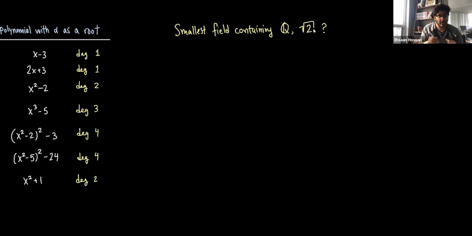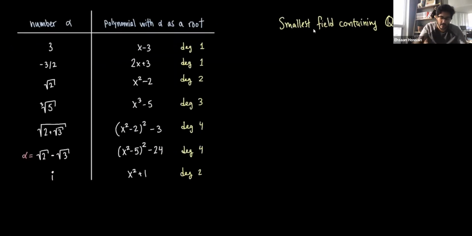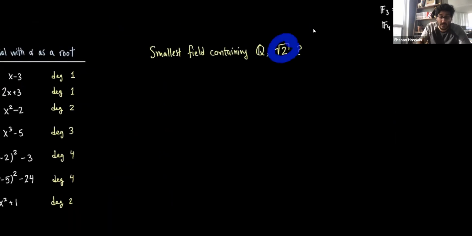R has other numbers in it, like root 3 and cube root of 5 and all of these. The real numbers have all of these numbers in it. But there's a smaller field that contains Q and the square root of 2 that doesn't contain those other numbers, not all of them at least. And it's this. We call it Q with root 2 in brackets to represent that it's the smallest field containing Q and root 2.